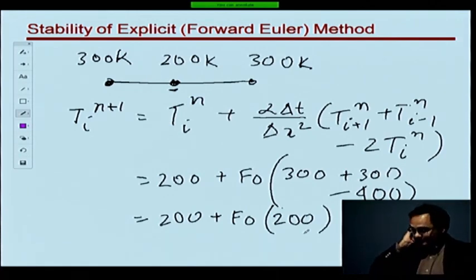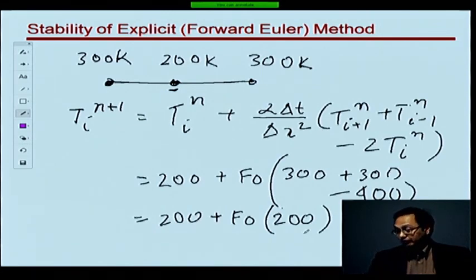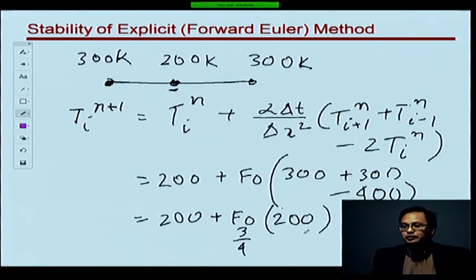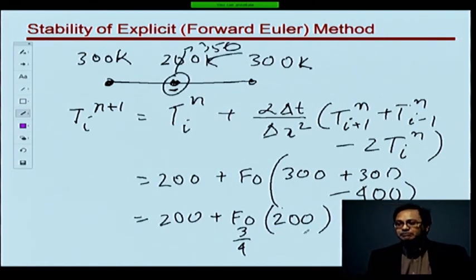Now what's happening, you can clearly see, is that if I plug in a Fourier number greater than 1, my temperature is going to be 400 or even greater. And the moment I exceed half, so let's say I use 3/4 for this, that's going to give me a temperature of 350, which means that in the next time step, this node has reached a temperature of 350, which is physically impossible. You can't get that by the second law of thermodynamics.